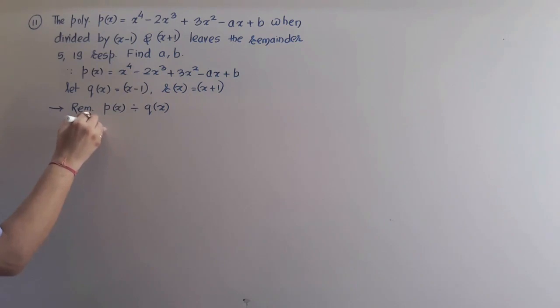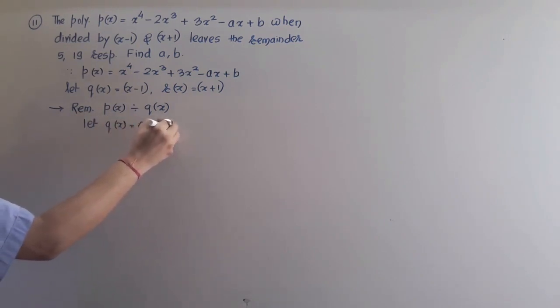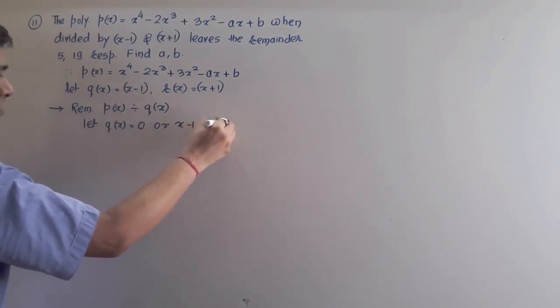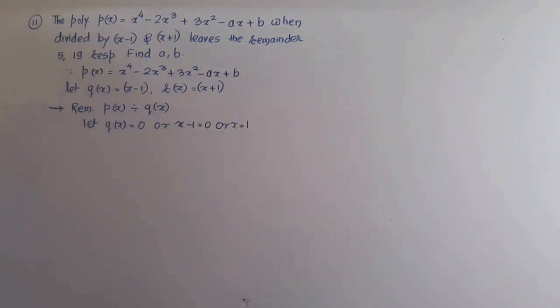For that I will take the value of q of x equal to 0, that is x minus 1 is equal to 0, or we can say the value of x is equal to 1. Now this value I will put in P of x, so I will get the remainder. I am supposing the remainder is R1 and I will denote it by P of 1, because when I keep x equal to 1 in P of x, I will get the remainder.